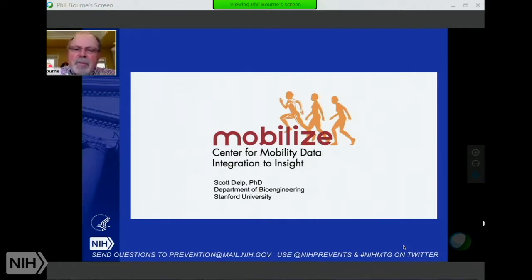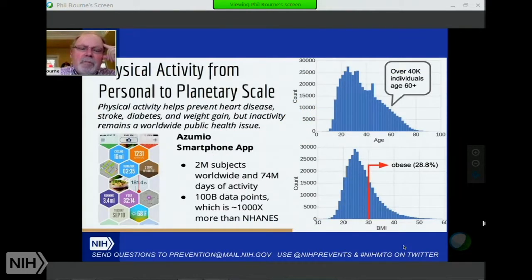Let's look at a different example, which comes from the Mobilize Center, a different type of data, again, with the ability to predict or provide the ability to potentially make interventions. Again, this is still very formative research. This is from Scott Delp's group at Stanford. So this is just one of their activities, but they're essentially using Azumio smartphone data, which provides mobility data and BMI data. And it's based on 2 million subjects worldwide. I think that's an interesting aspect to it. This is a global study representing 74 million days of activity.